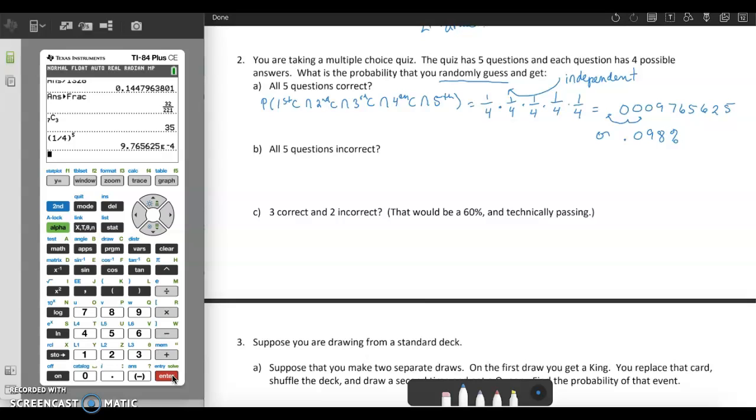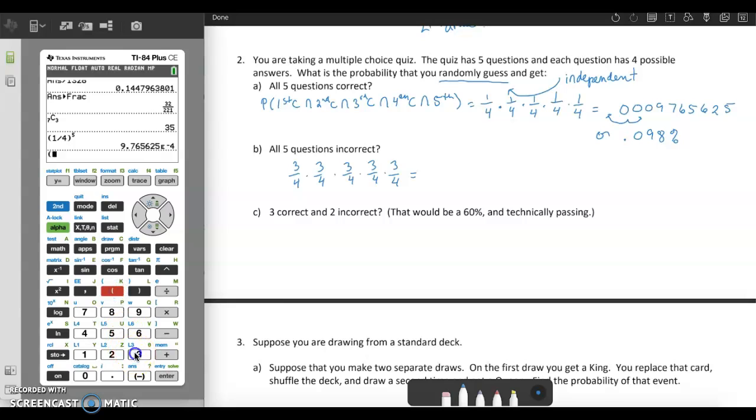What's the probability you would guess all 5 incorrect? Okay, so without writing it all out, remember, guessing that one incorrect would be the complement of guessing one correctly. So there is a 3/4 probability for each one of these, guessing them incorrectly. And since there are 5 of them in a row and they're all independent of each other, I can just take 3/4 times 3/4 times 3/4 times 3/4 times 3/4.